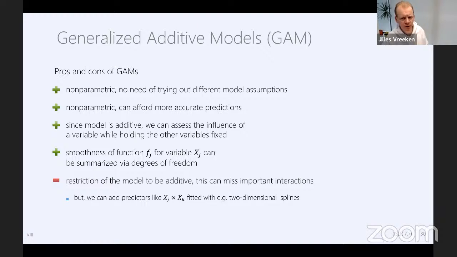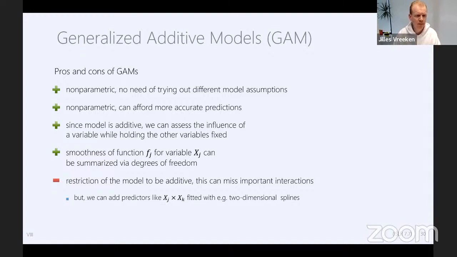Now let's go over the advantages and disadvantages of GAMs. GAMs are non-parametric because you can fit a function for every predictor, and each of these functions can again be non-parametric, so the entire thing is non-parametric. Especially if you use splines, it's super effective and easy to apply, there you are.